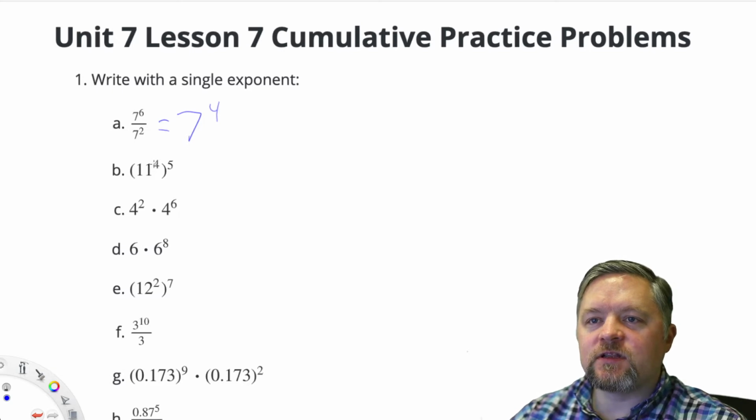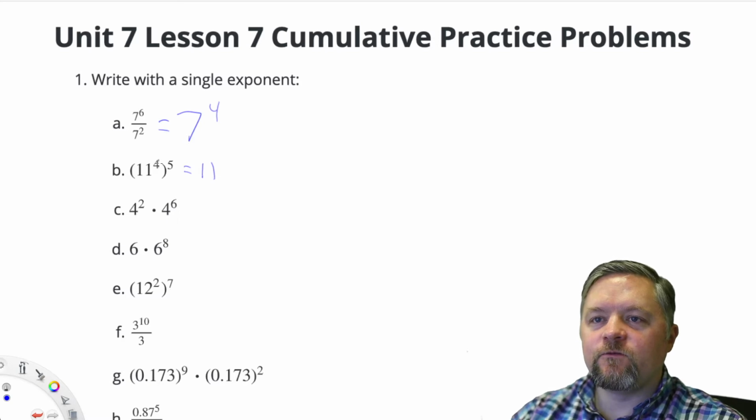Okay, next one, 11 to the 4, raised to the power of 5. When we raise something to a power, we multiply the exponents. 4 times 5 is 20.